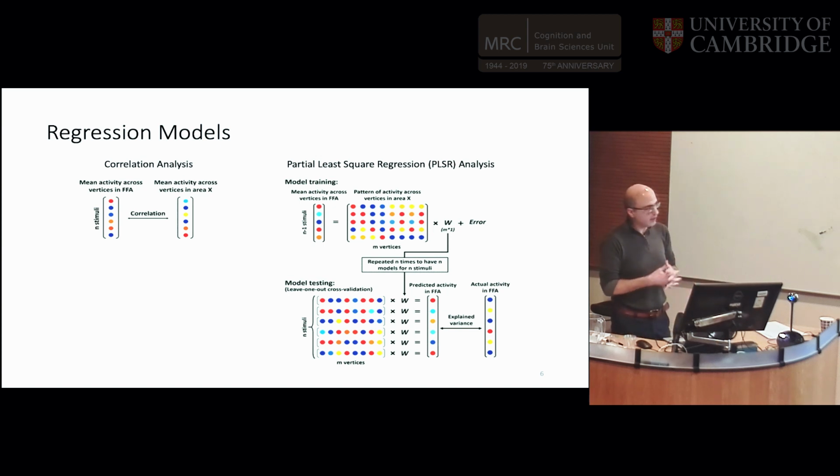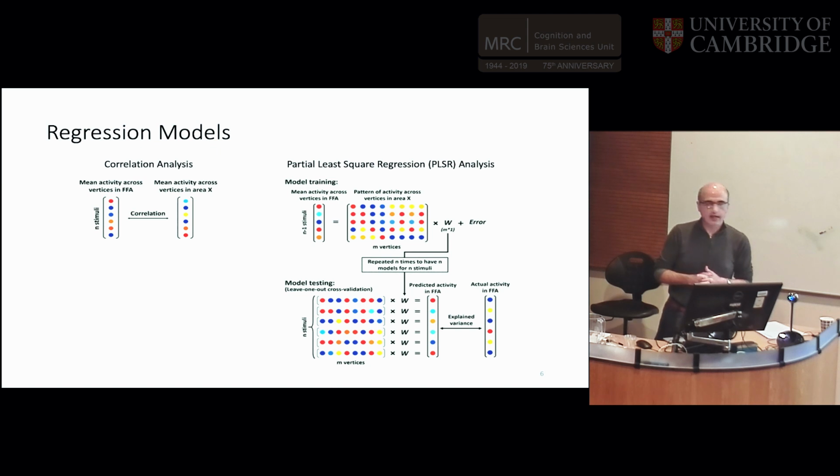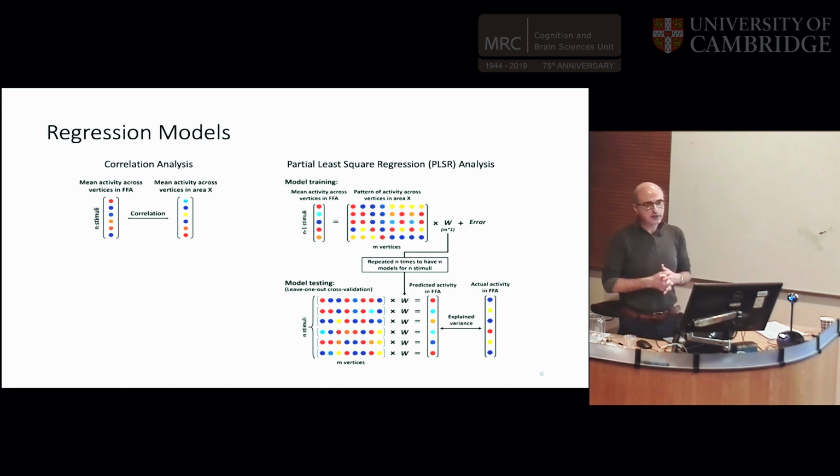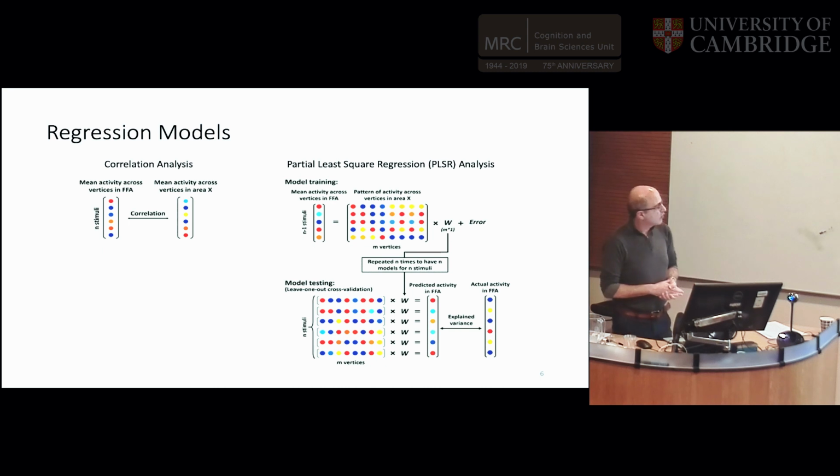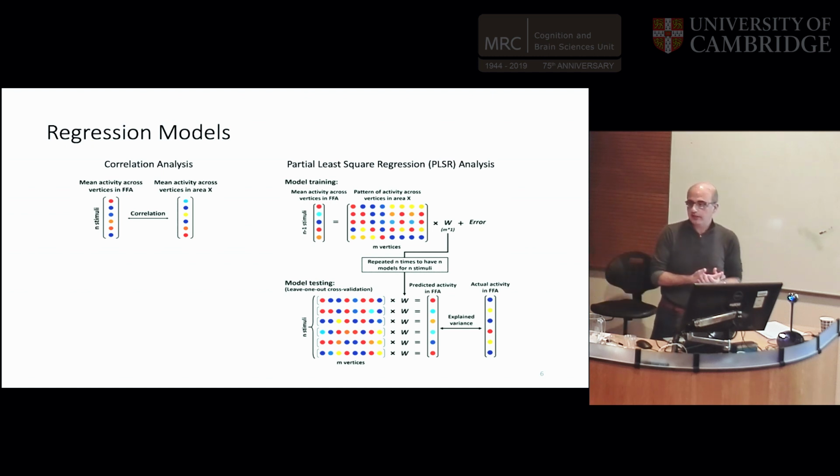The other approach that we took was to come up with a regression model and then try to predict the mean activity in FFA based on the pattern of the response in other areas. So I'm going to describe this regression model, and then I want to explain why we use this particular regression, which is called partial least squares regression.